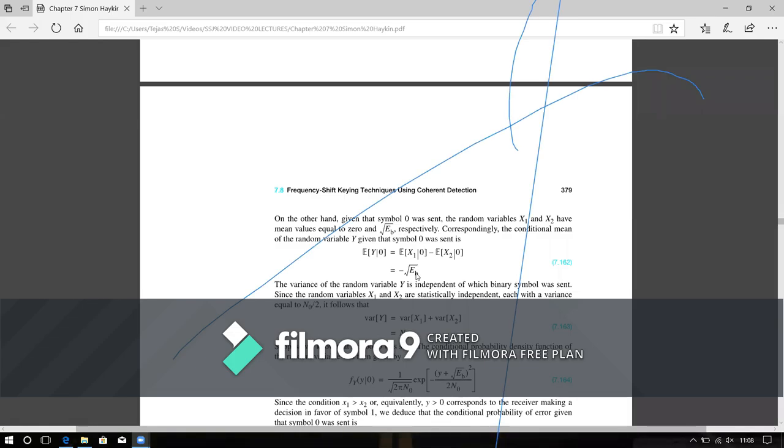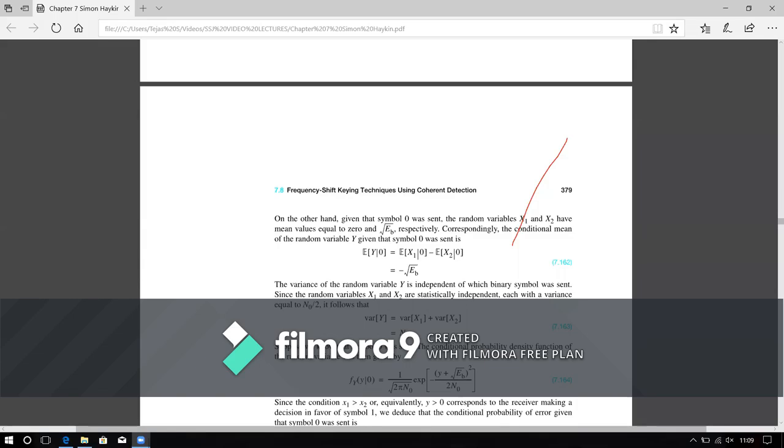Now the variance of the random variable y is independent of which binary symbol was sent. So how is it, we will see. Since the random variables x1 and x2 are statistically independent, each has a variance of N0 by 2. So the variance of x1 is N0 by 2 and the variance of x2 is N0 by 2. So the variance of y will be equal to N0.